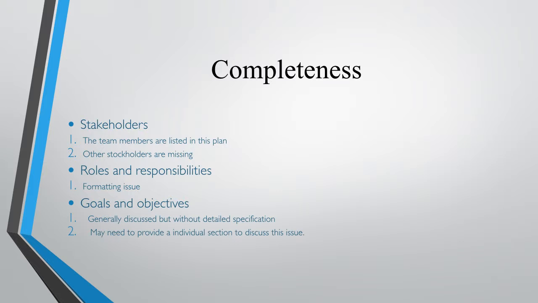The third issue is stakeholders. Only the team members are listed in this plan, but other stakeholders like the clients, coordinators, and the University of Adelaide are missing. There's a formatting issue existing in the roles and responsibility section, and I think this feature is well defined in a project management plan. The goals and objectives are generally discussed, but without detailed specification. They may need to provide an individual section to discuss this issue.